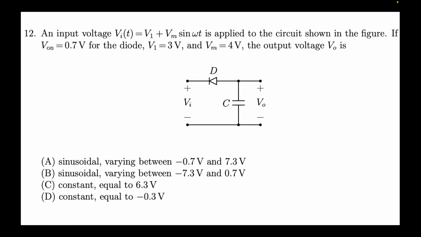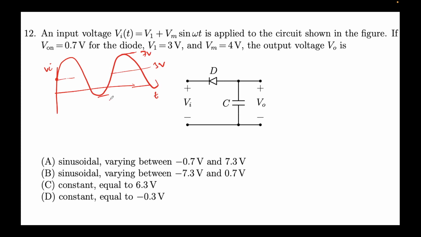So let's now quickly come to this. The question says an input voltage Vi equal to V1 plus Vm sine omega t. So let's quickly draw this. How does it actually look? This is Vi and this is time. At time equal to 0, the voltage is V1, that is 3, and superimposed on that is a sinusoid of 4 volts. So this goes something like this. This would be 7 volts, this is 3 volts, and this is minus 1 volt.